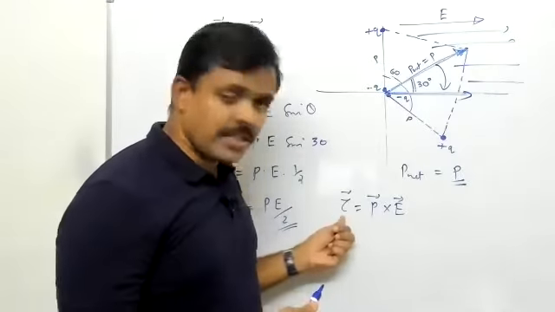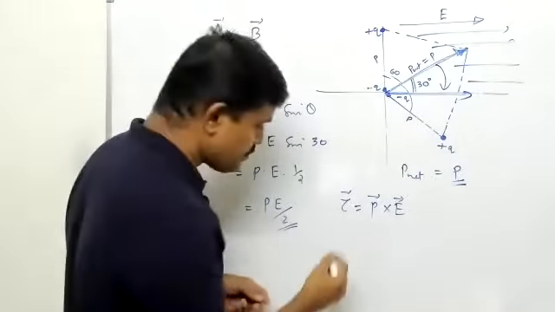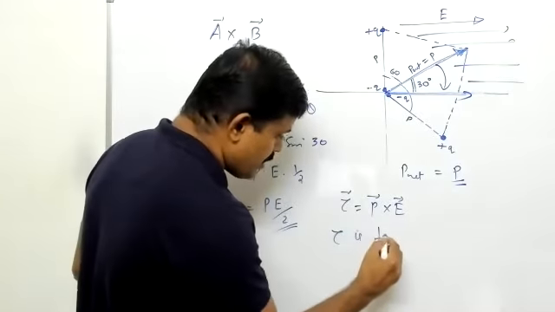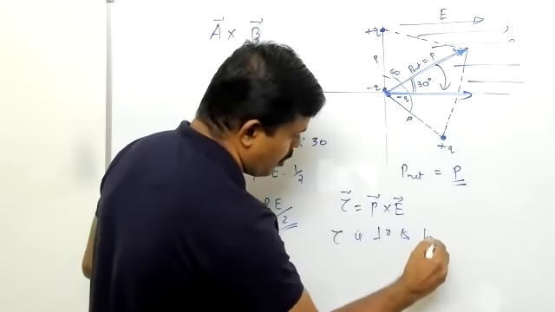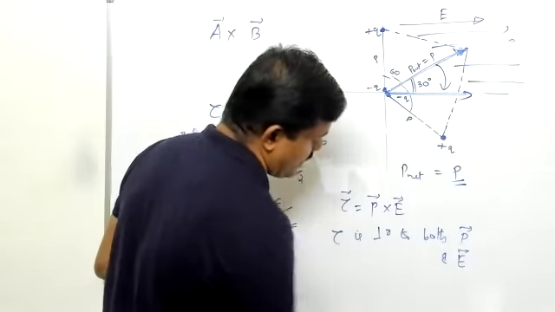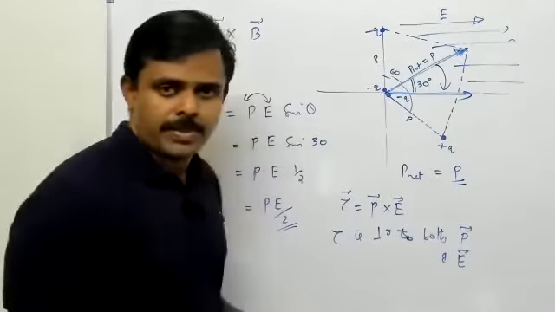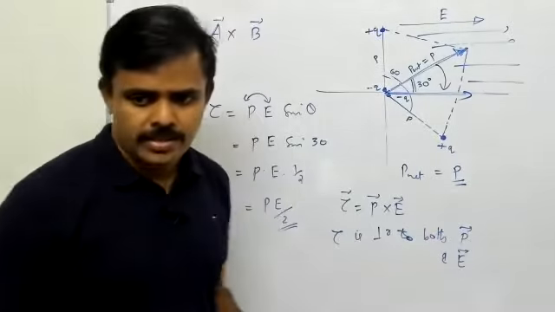They are asking you to find the direction of torque, so you should write the answer this way. Torque is perpendicular to both P and E, or the plane containing both P and E. Or you would say into the plane of the paper, notebook or exam sheet. Did you understand?